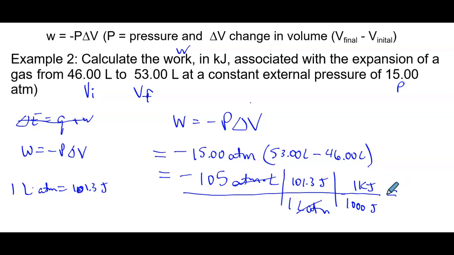So negative 105 times 101.3 divided by 1,000. Technically, if we were following sig fig rules, we would have said 4 sig figs then, so 10.64 kilojoules, and it's a negative value because this negative carries through. So my final answer is negative 10.64 kilojoules.